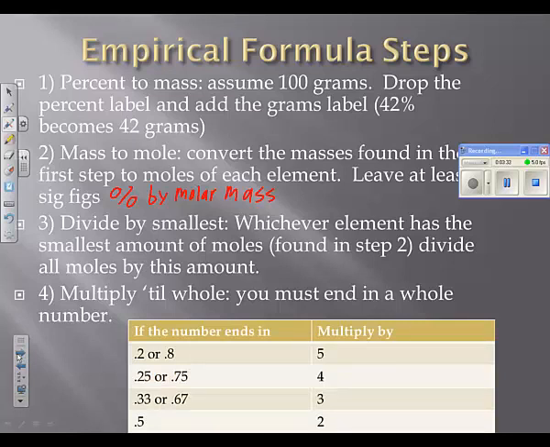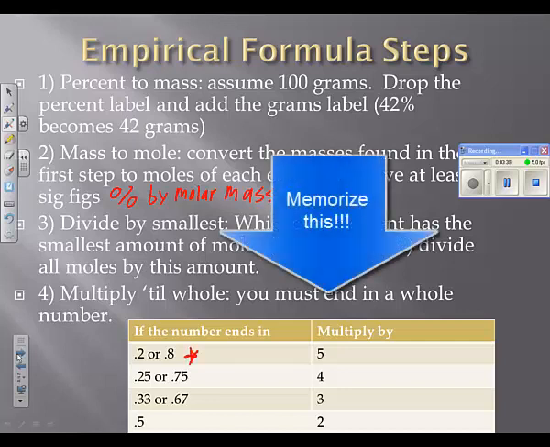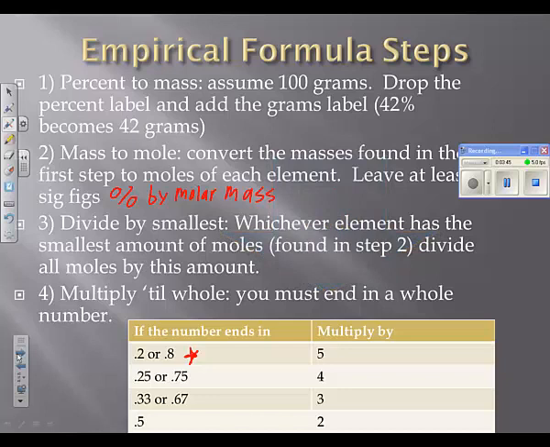So here's a little helpful hint. If it ends in 0.2 or 0.8, make sure you write this down. It's not in your notes, but you're going to need it. Multiply the ending subscript by 5. If it ends in a quarter, so 0.25 or 0.75, multiply by 4, and so on and so forth. You can read that for yourself. And you will use those, so make sure you write those down before we go on.